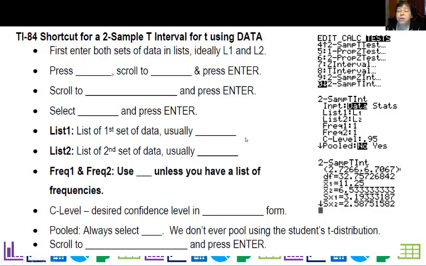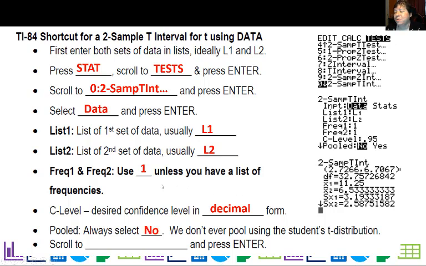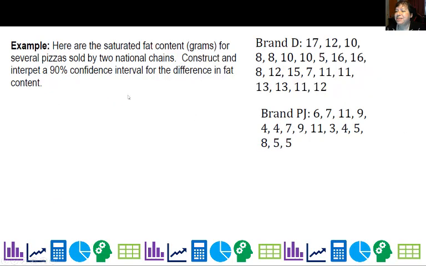Now let's go ahead and look at a confidence interval using data. So it's very similar: STAT, TESTS, 2-SampTInt. This time you're choosing Data. Make sure you have a List 1 and a List 2 for your data already. For Freq1 and Freq2, use 1 unless you actually do have a list of frequencies for your data, which should be pretty rare. Desired confidence level, in this case, 95% or 0.95. Pooled, always select No. Never jump into the pool, all right? And then Calculate.